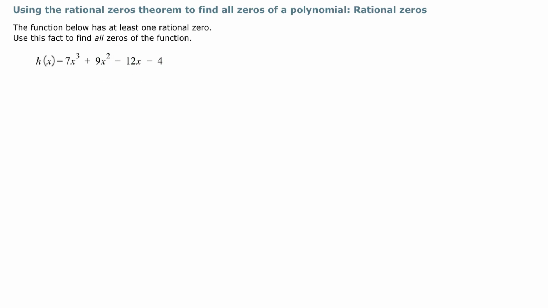If we write this very carefully, we know that 7 is actually equal to a sub 3, and then negative 4 is equal to a sub 0. And remember, all the possible rational zeros will have the form factors of negative 4, which would be plus or minus 1, plus or minus 2, and plus or minus 4, over the factors of 7.